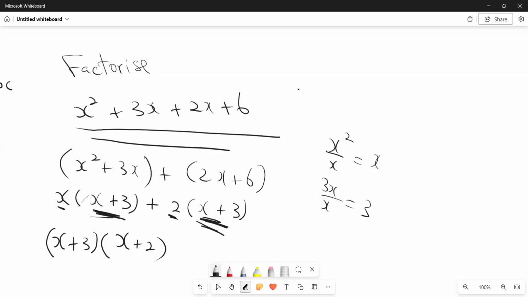Just like, remember, if you have a times b plus a times c, a and a is common, you put it to the front. And b and c goes in the next bracket.